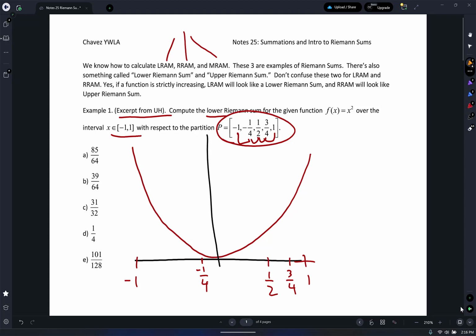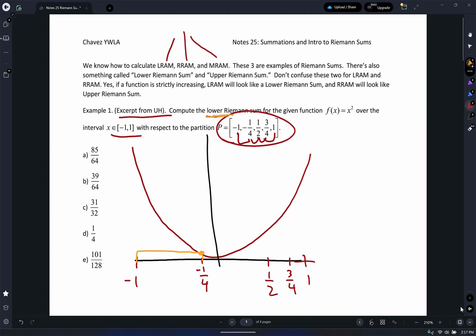Ready? It says the lower Riemann sum. So the lower Riemann sum uses the lowest point on the curve for that subinterval. So the lowest point between -1 and -1/4 is at -1/4. So this is my rectangle for that. Do you guys see how I did it? I picked the lowest point on that subinterval. And the lowest point on that subinterval, Ms. Wilson, is at -1/4. Does that make sense?